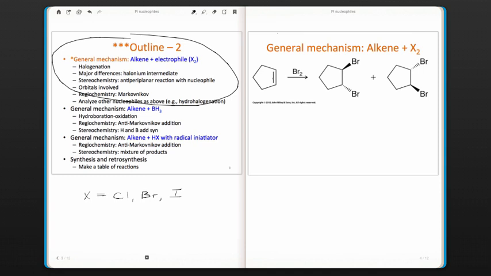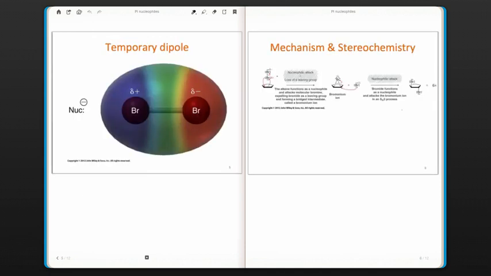In terms of the general mechanism, notice that we're adding an alkene and some species X2, Br2 in this case. The first part of the mechanism is to know that as a nucleophile, whether it's charged or not, approaches a halogen, while there was no dipole originally in the halogen, the approach of the nucleophile pushes electron density towards the far side of the Br2. That creates a slight delta plus on the closest Br2. So now this nucleophile will be attracted towards this end, the delta positive end of the bromine electrophile.